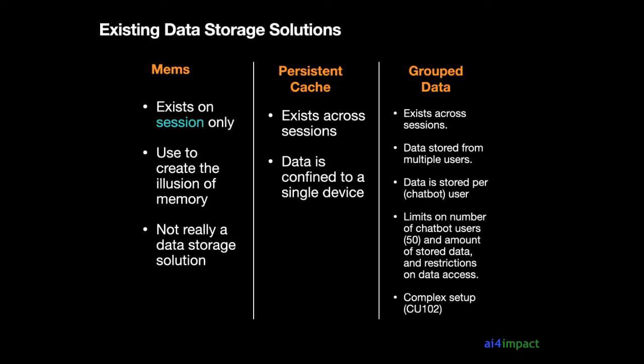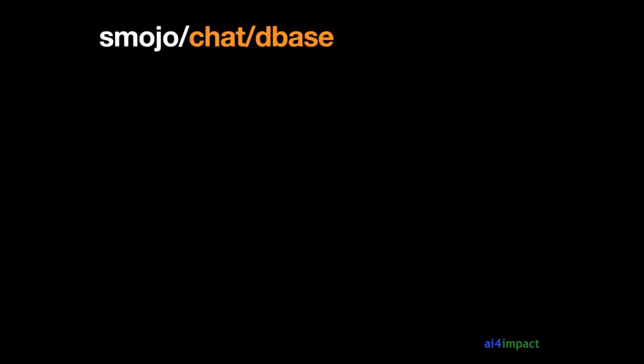And there is actually a whole tutorial designed to show you how to do this, and this is CU 102. Okay. So today, on the other hand, we are going to examine a brand new approach for data storage, and that's in the cloud word called Smojo/chat/database or dbase. And similar to persistent cache and persistent storage and also group data.